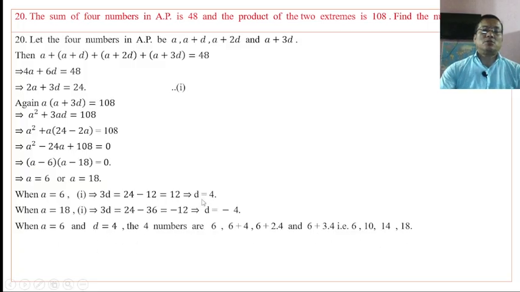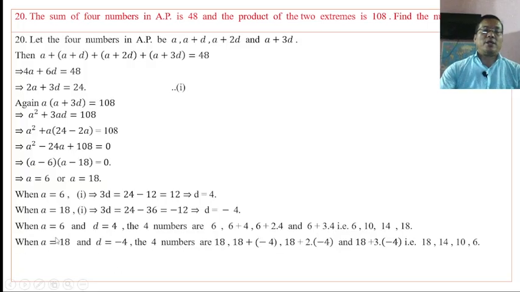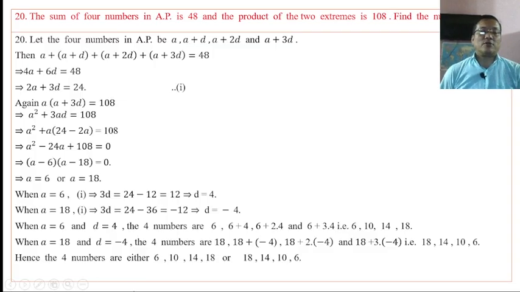Now the other D value. When A is 18 and D is minus 4, the four numbers are A, A plus D, A plus 2D, A plus 3D. Simplify and we get 18, 14, 10, 6. Hence the four numbers are either 6, 10, 14, 18 or 18, 14, 10, 6.